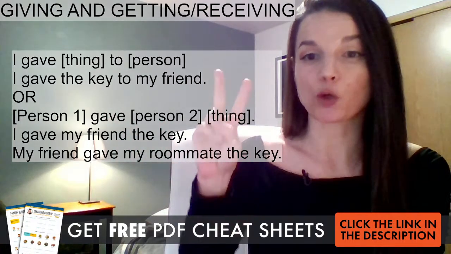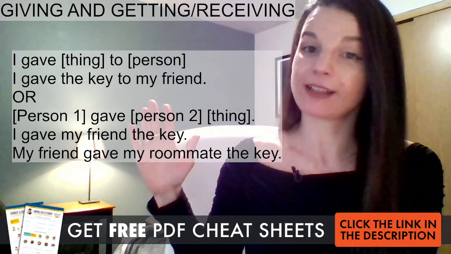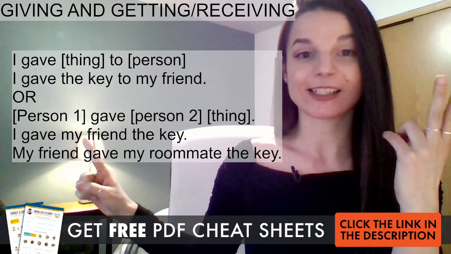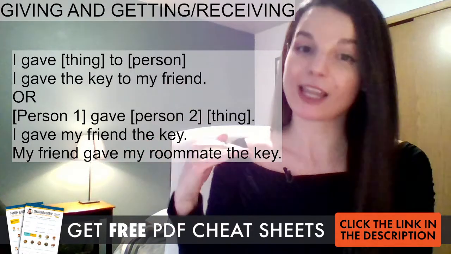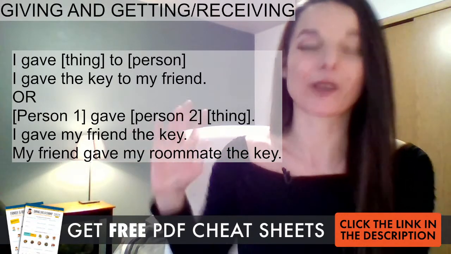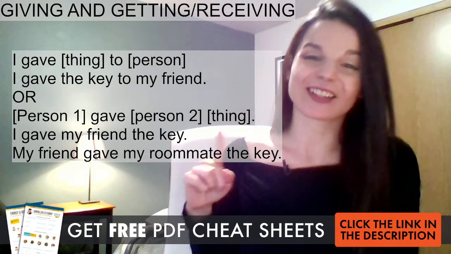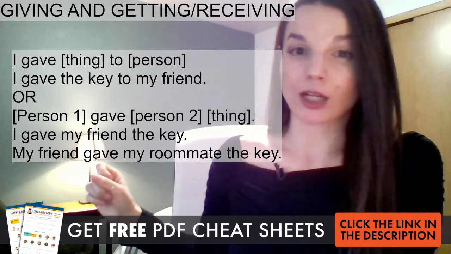This is pattern 2 today. Person one gave person two thing. For example, I gave my friend, person two, the key. I gave my friend the key. In this sentence, there's no preposition. So if you forget which preposition you should use, you can use this one. Here's one more example, and then I'll come to check you in the chat.